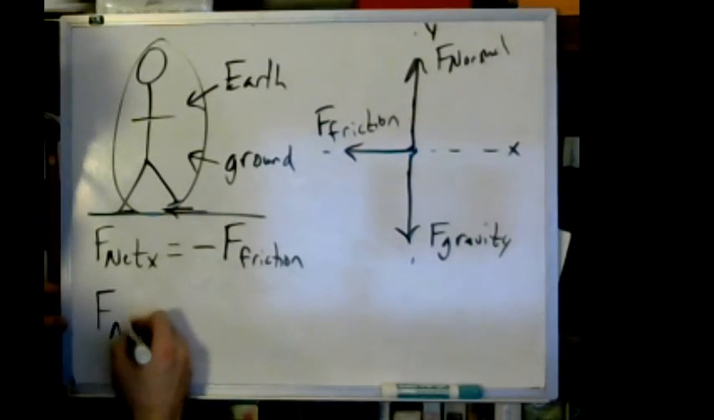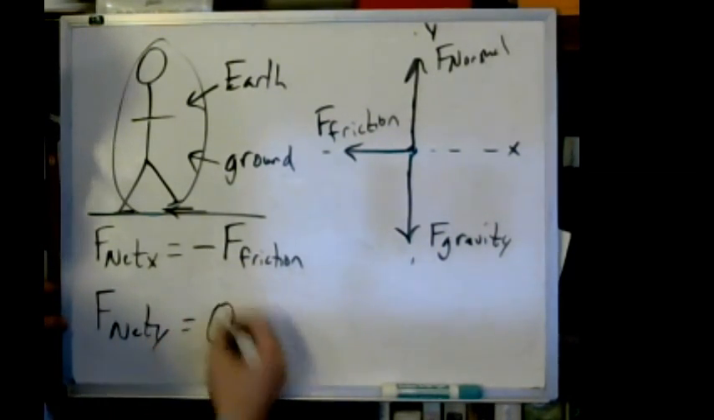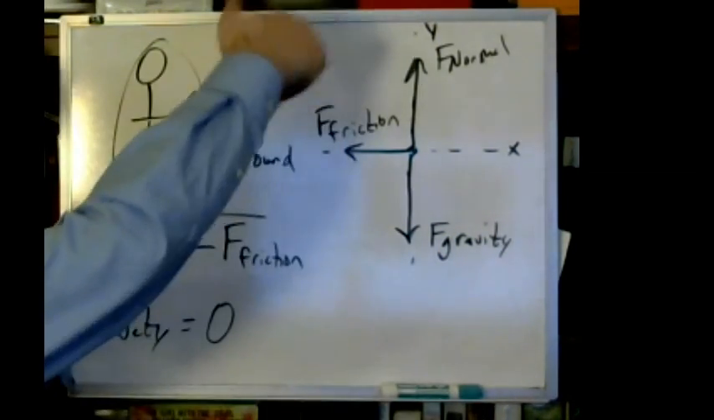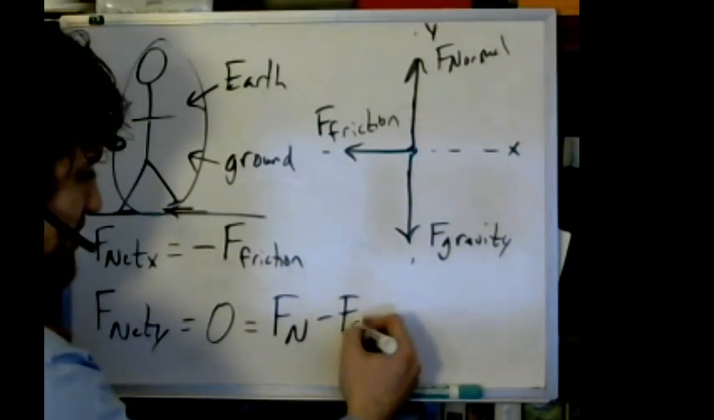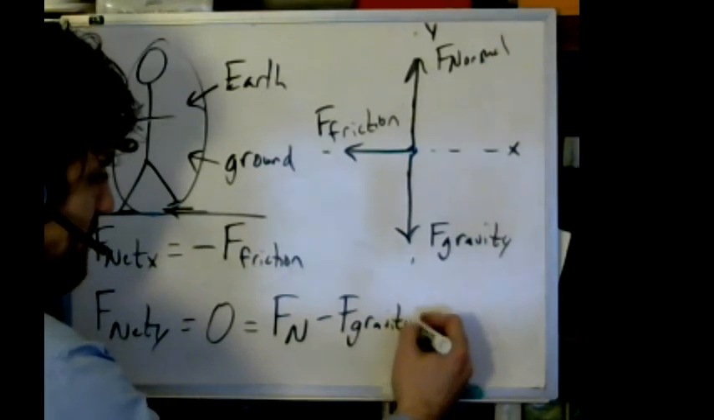In the y direction, we know that has to be 0. This person is not accelerating up, they're not accelerating down. The normal force has to be balanced out by the gravity.